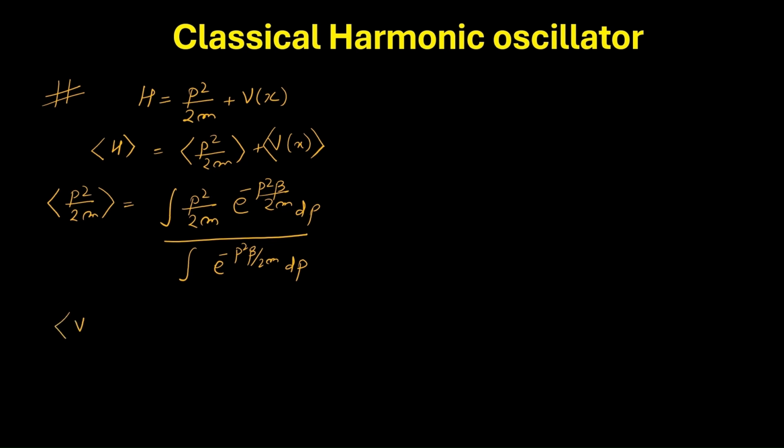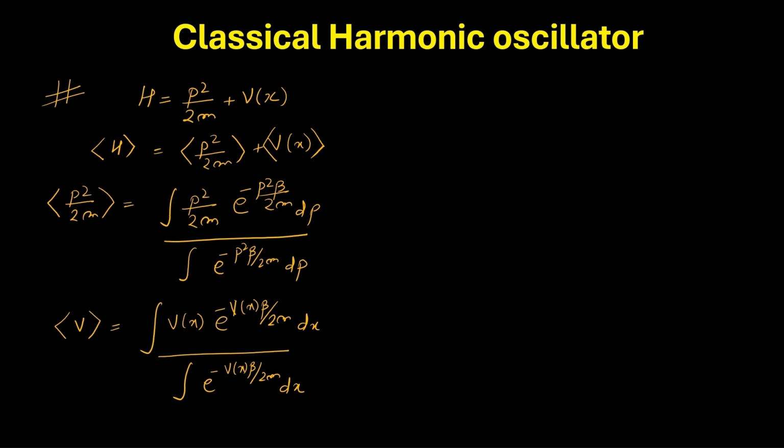Similarly, for the potential energy term, we need to calculate V of x e to the power minus V of x beta dx divided by the partition function. So e to the power minus V of x beta dx. Now, for such type of integration, we have some formula that will be frequently used. So I recommend you to know this formula.